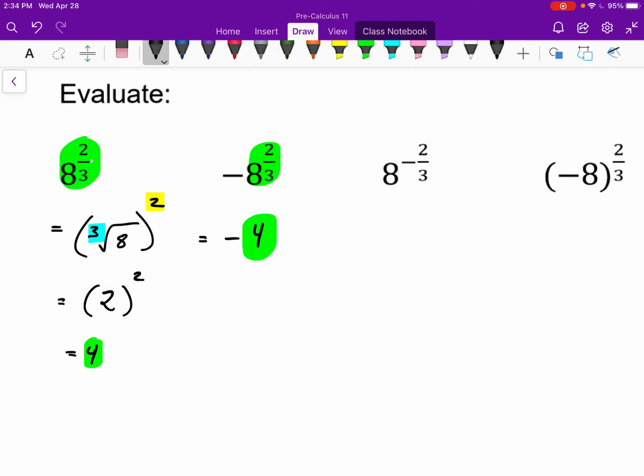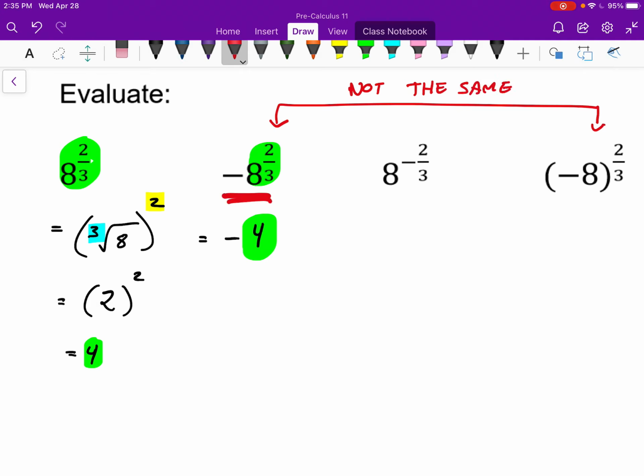And again, when we get to this one over here, these are, again, not the same. And such a common mistake is to misread them. And if we look at this as -8 all being raised to the 2/3, then we're reading it wrong. Hopefully, this is not a new idea. Everything we're doing is a review to some extent, but it's really easy to misread these things.